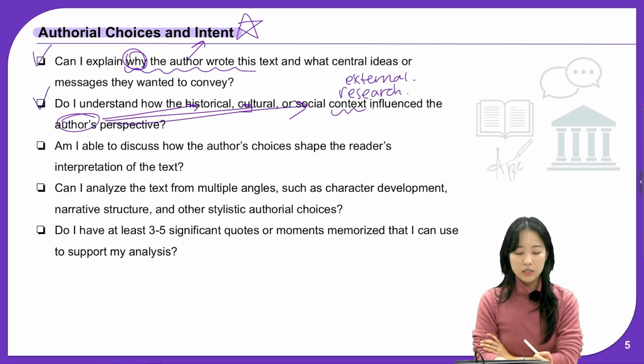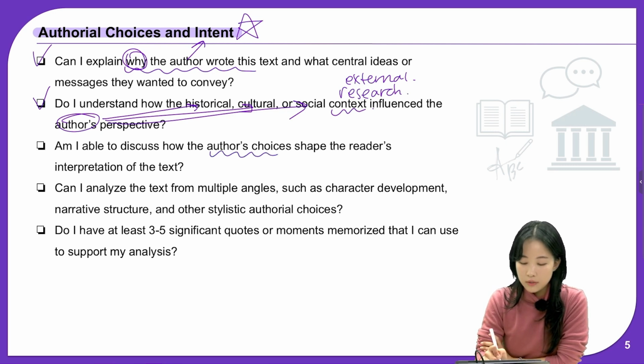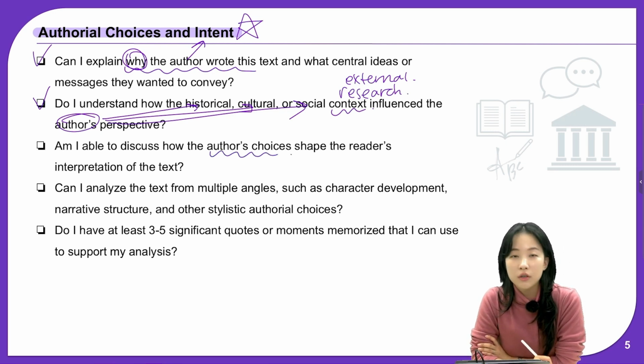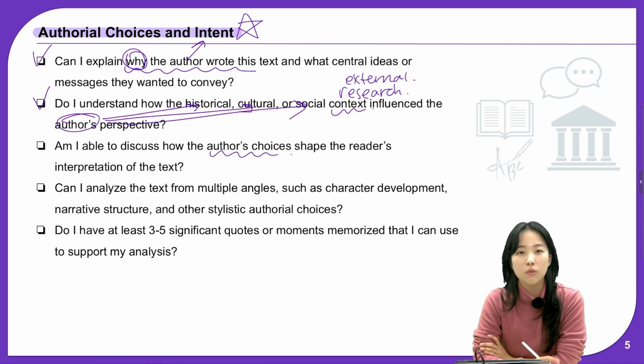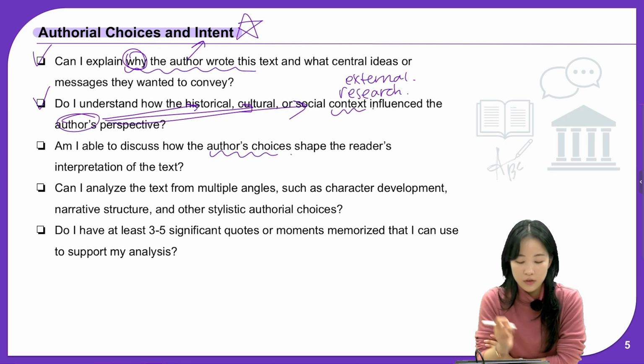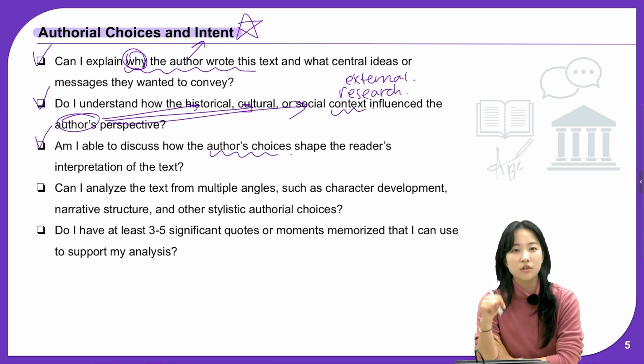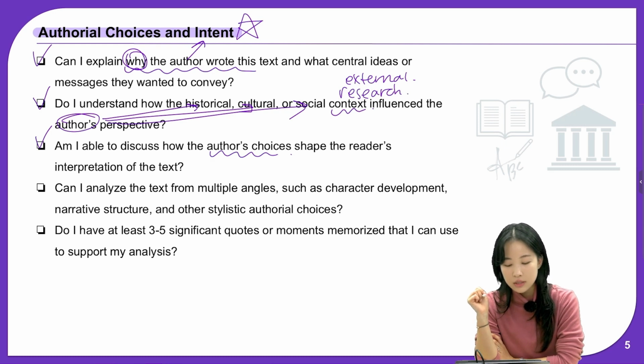And then the third question is, am I able to discuss the author's choices that shape the reader's interpretation of the text? So author's choices. We talked about authorial choices in the earlier video, so if you have no idea what author's choices is referring to, make sure you watch that video and ask yourself, am I able to talk about these? Okay, if yes, check. Next, can I analyze the text from multiple angles, such as character development, narrative structure, and other stylistic authorial choices?